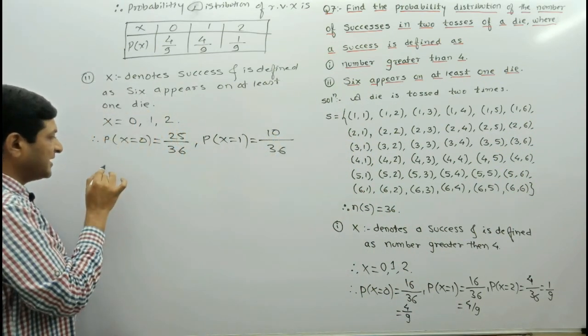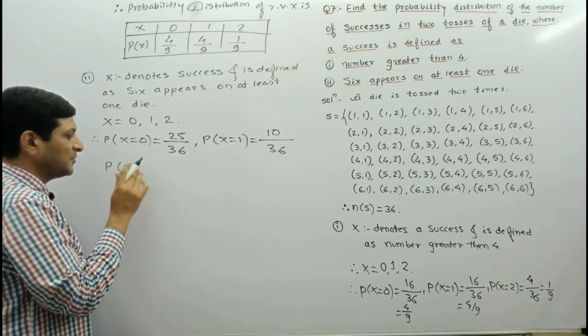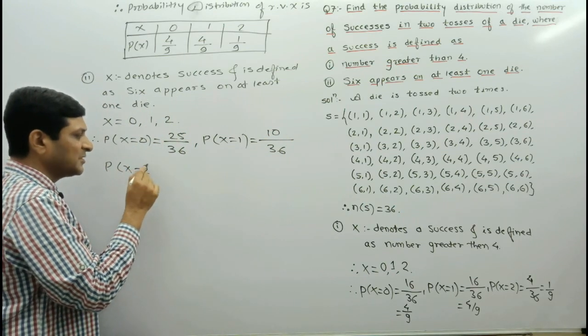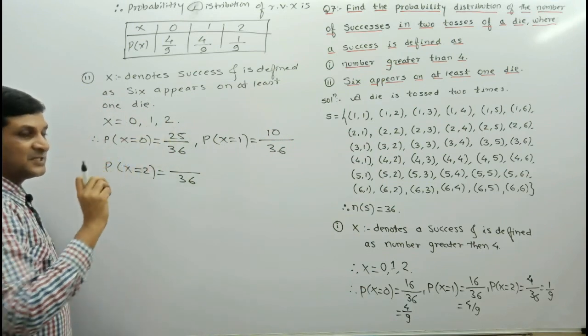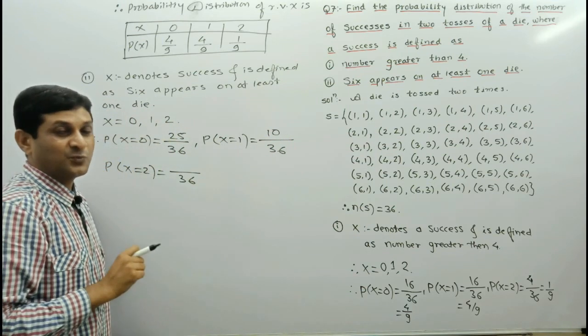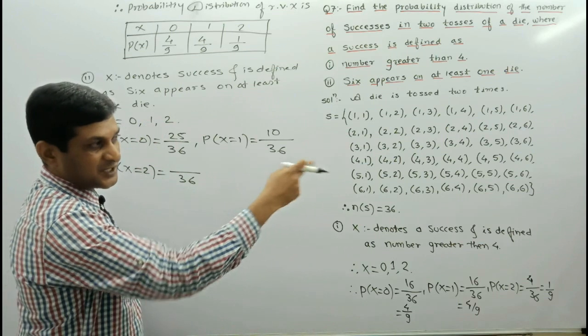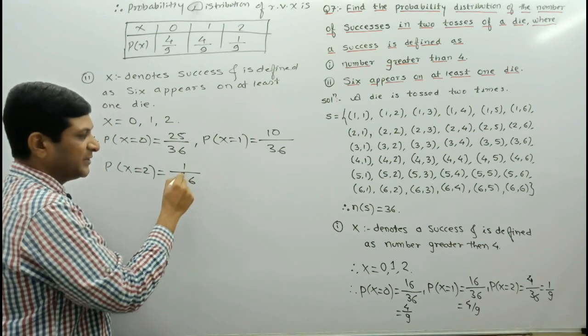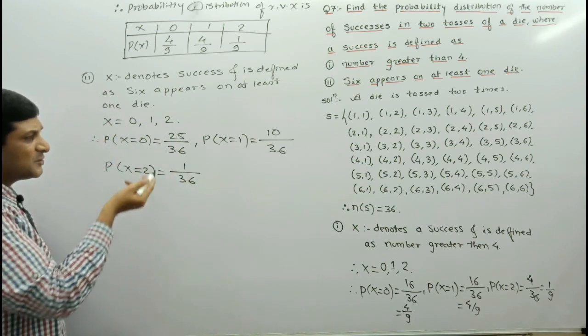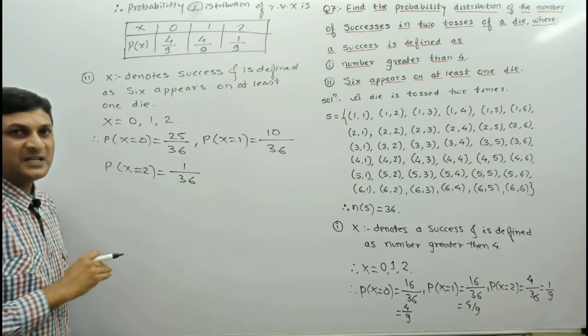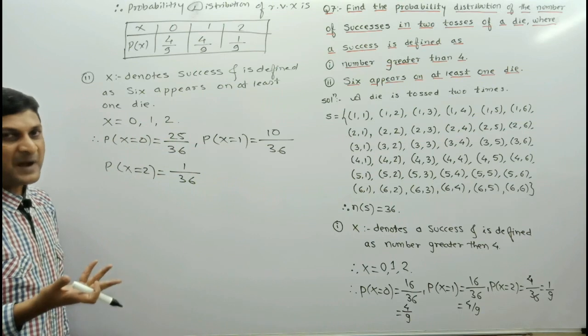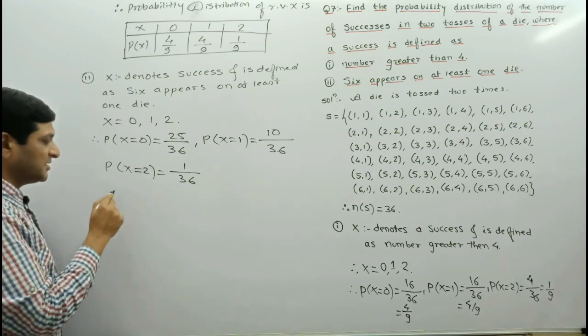Then lastly we are finding the probability when x is equal to 2. X is equal to 2 means what? We have to find such elements in which both the dice show 6s, meaning both the outcomes show 6s, and how many elements are there? 1 element. So once the values of the random variable together with their probabilities are known to us, the remaining part is just to construct the probability distribution.